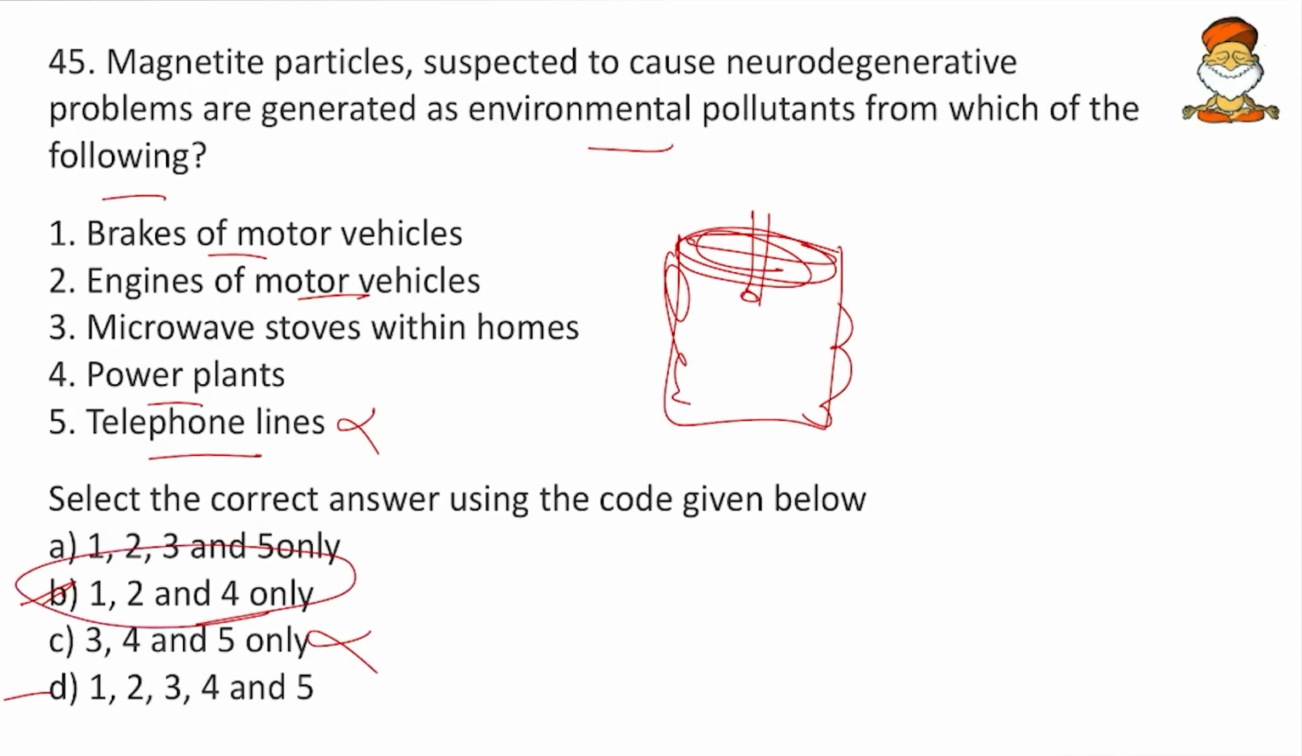So instead of going blindly for all of the above, I removed microwaves and the telephone lines because here we don't have any mechanical motions like rubbing and here also it is a transmission line. So there is nothing like rubbing and no magnetite particles are being released. So eliminate extremities and go ahead with the option. Don't go with all of the above blindly. This lesson we have learned from the previous year's answer key.